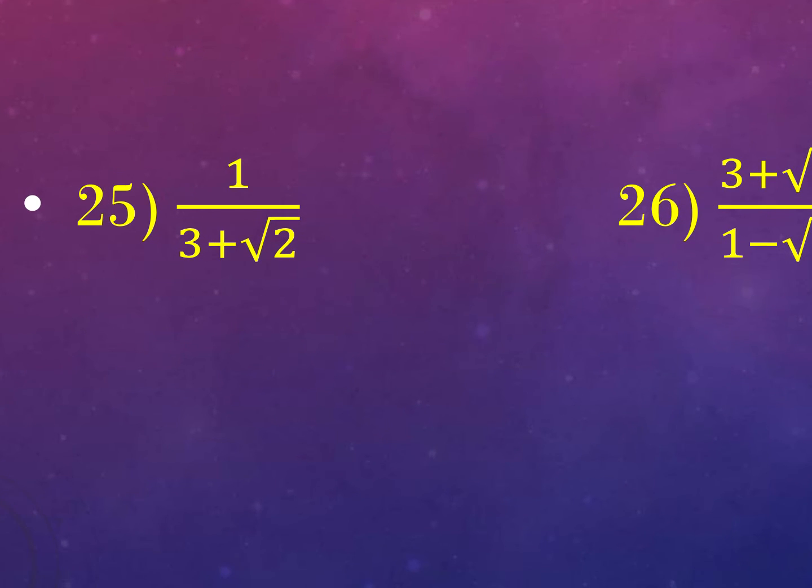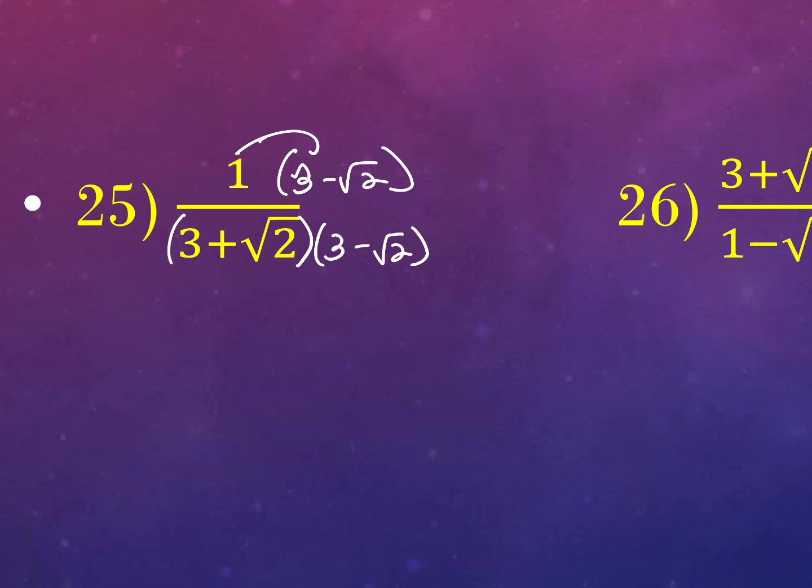Okay, now 25 has a sum in the bottom. So I'm going to multiply by the opposite, 3 minus square root 2. My numerator, distribute the 1. It's just 3 minus square root 2. And then the denominator. Okay, then the bottom first.